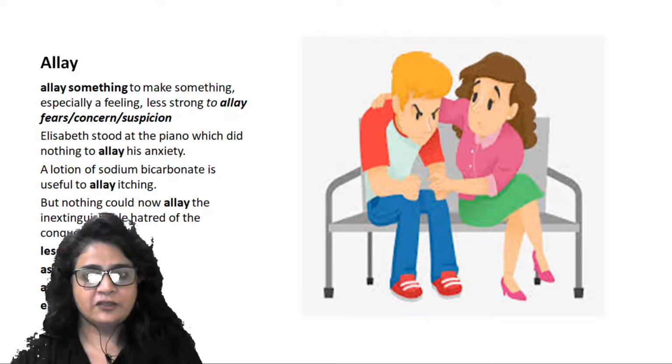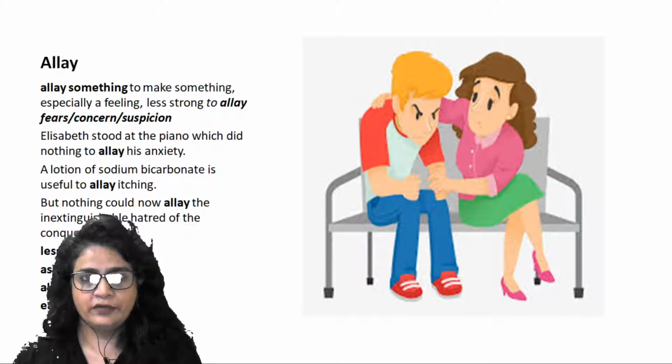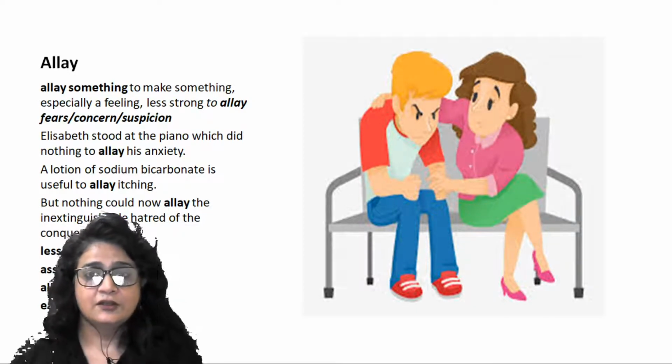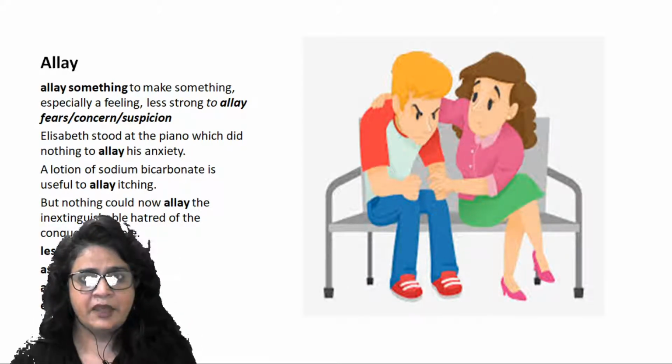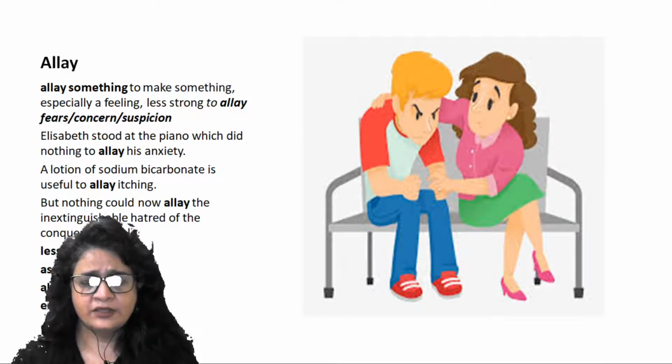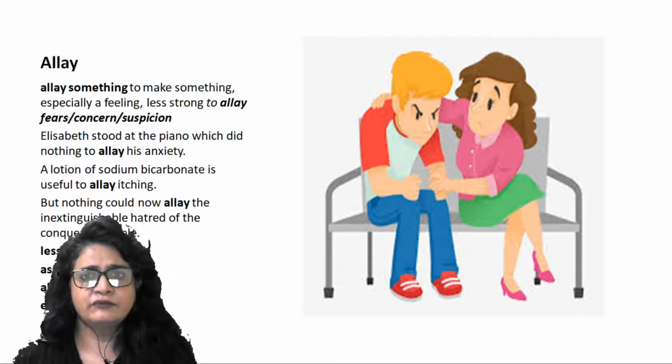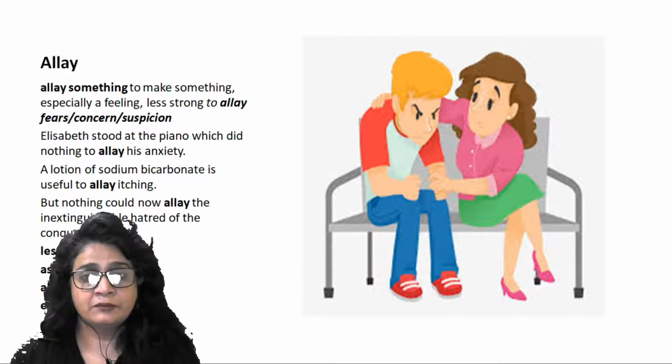Alright, so next picture, try to look at the picture carefully and see what it suggests. So there is a girl who is trying to soothe. The man looks upset, the man looks unhappy. He's possibly disappointed about something. The girl is trying to soothe him. She's trying to comfort him, right?